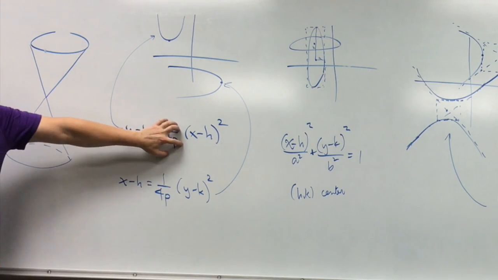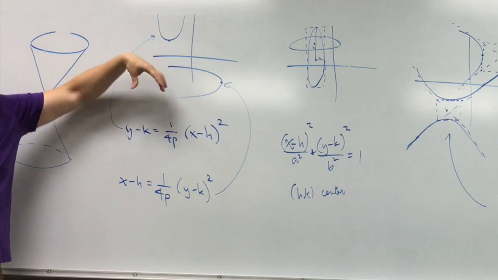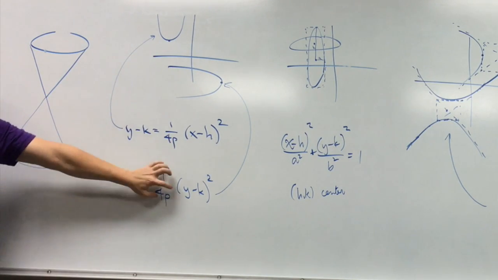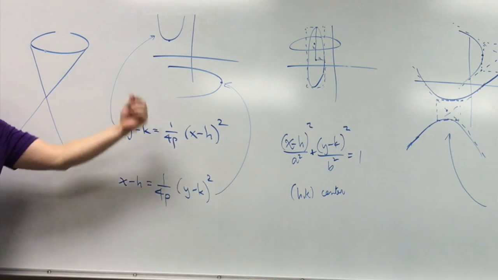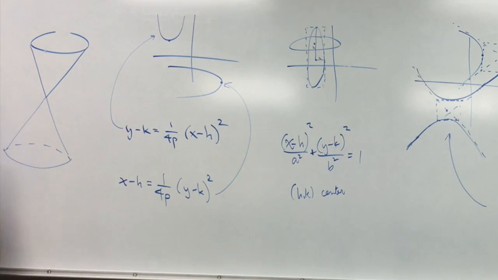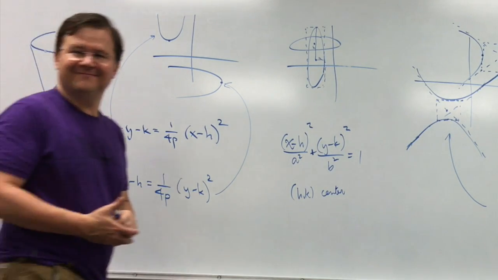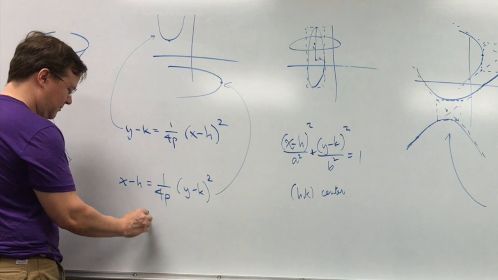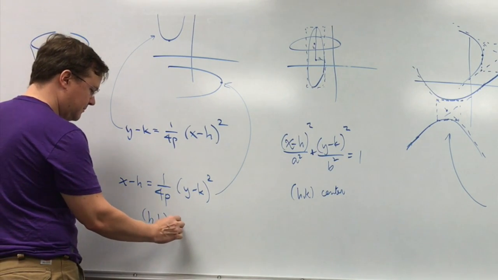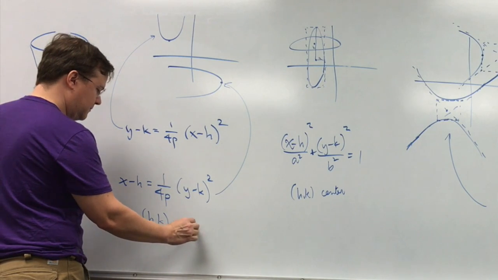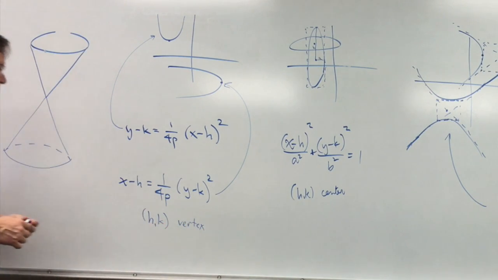If this is a positive number, then it's going to open up. If it's negative, it's opening down. If this is a positive number here, it's opening to the right. If it's negative, it's opening to the left, right? Because that should be the inverse of that. So once you just flip it across the x-y, the way it's open.